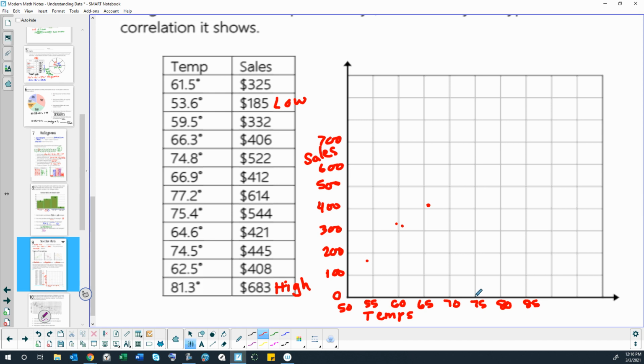74.8, so about 75 degrees, and 522. 67 degrees, so in about here, and then that one went up to 412. The previous one was 406, so 412 we want to be a little higher than that. See, that other dot in the 400s was 406, so we want 412 to be a little higher than 406. 77 was 614, so 77 would be about here. 614 is up here above 600.